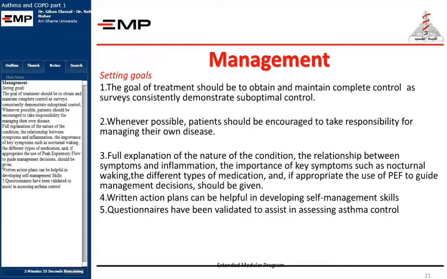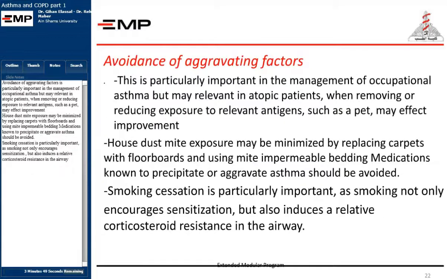Five questionnaires have been validated to assist in assessing asthma control. Avoidance of aggravating factors is particularly important in the management of occupational asthma but may be relevant in atopic patients, when removing or reducing exposure to relevant antigens, such as a pet, may effect improvement. House dust mite exposure may be minimized by replacing carpets with floorboards and using mite-impermeable bedding. Medications known to precipitate or aggravate asthma should be avoided.